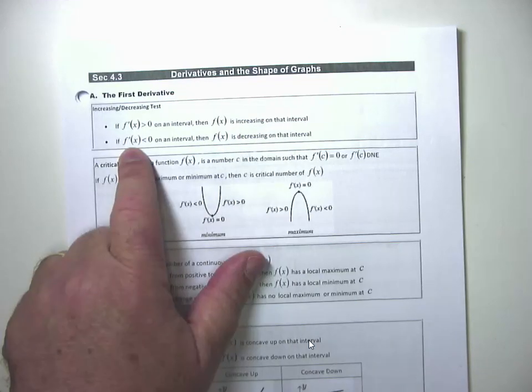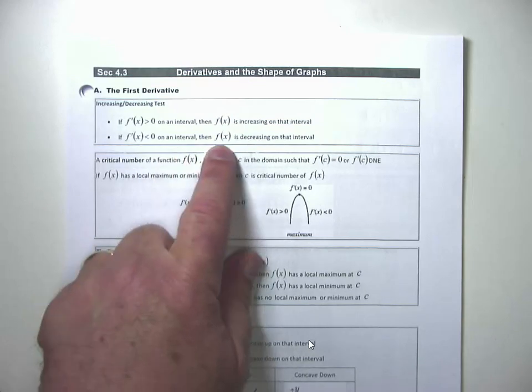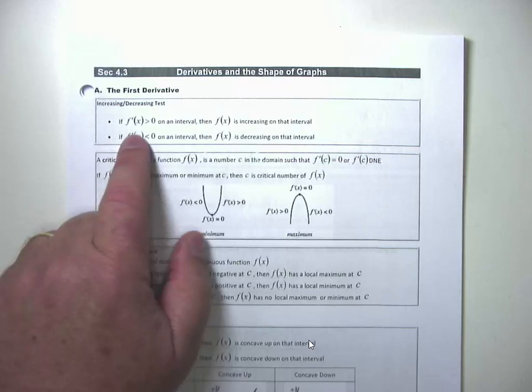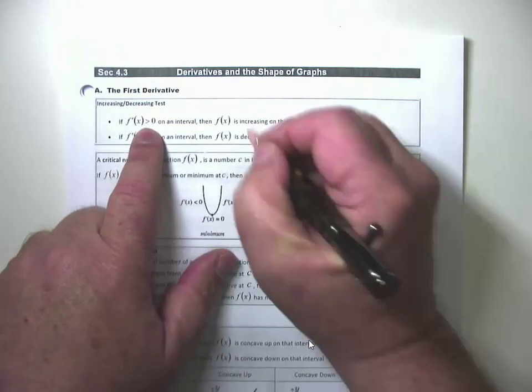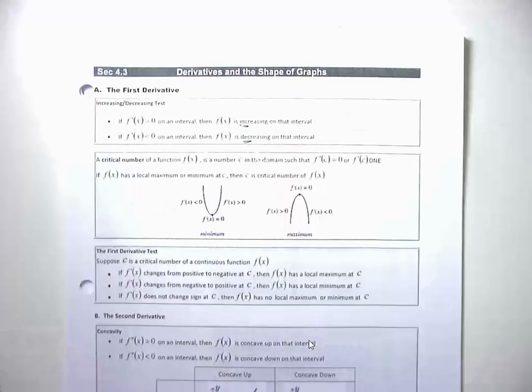If the derivative is less than 0 on that interval, then f of x is decreasing on that interval. The derivative greater than 0, you're increasing. Derivative less than 0, you're decreasing.